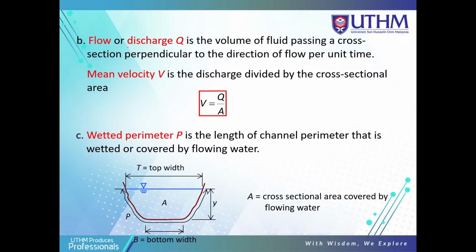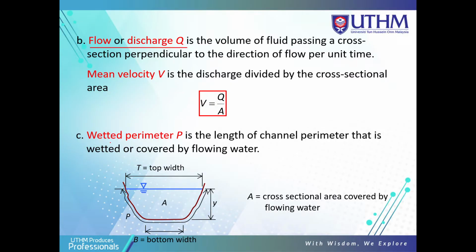You must know that the discharge flow, or discharge Q, is the volume of fluid passing across a section perpendicular to the direction of flow per unit time. So this is the flow or discharge Q. The mean velocity V is the discharge divided by the cross-section area. So the equation of velocity is flow discharge divided by area: V is equal to Q divided by A.